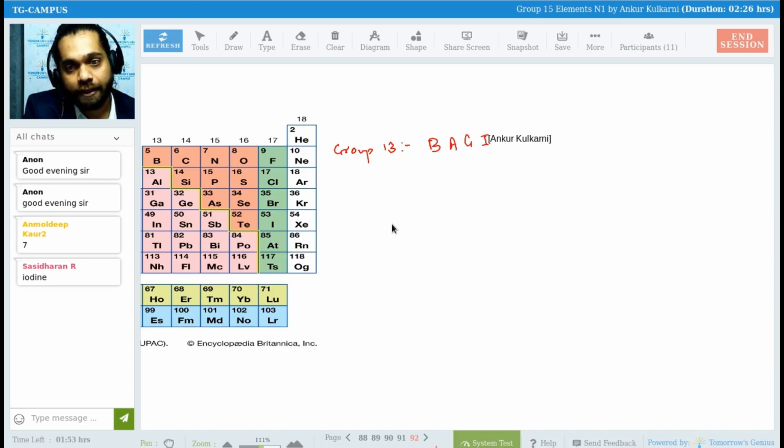Bag it. Yes, bag it. B stands for boron. A stands for aluminium. Ga stands for gallium. Then you have indium. Then you have thallium. So this is how you remember it. B for boron.